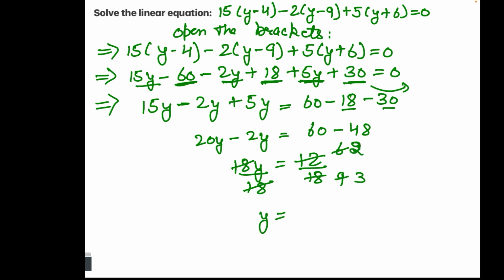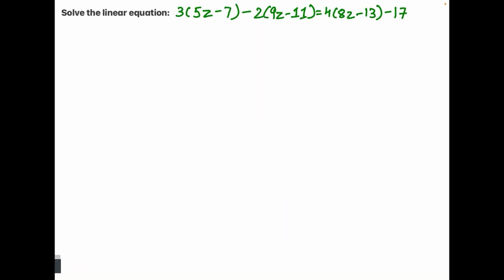And the value of y is 2 over 3. Here student, next equation is 3 into (5z minus 7) minus 2 into (9z minus 11) is equal to 4 into (8z minus 13) minus 17.